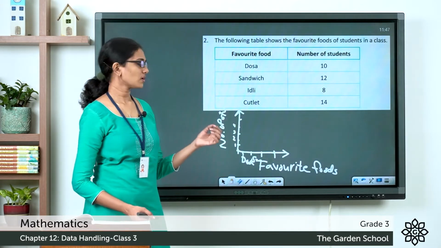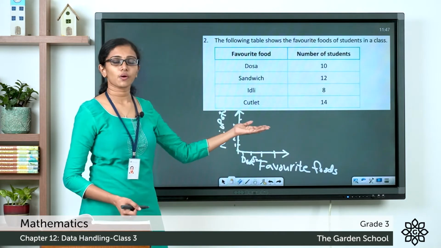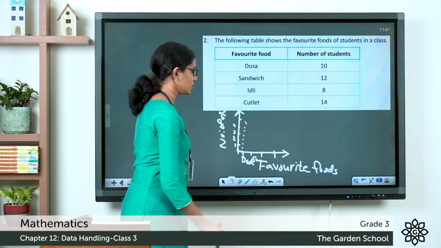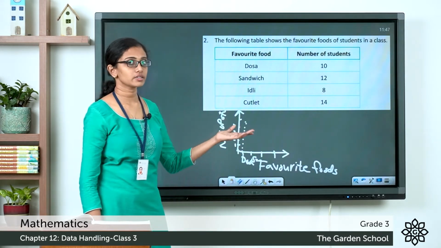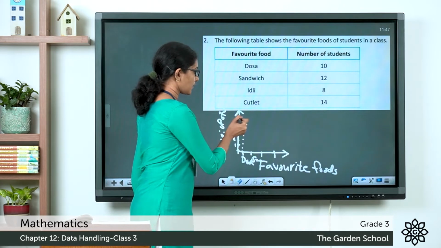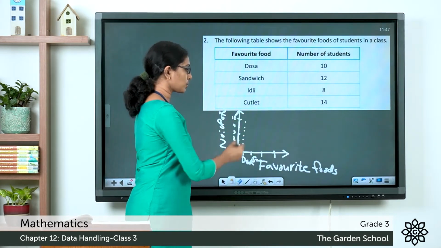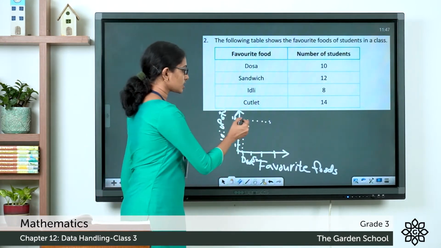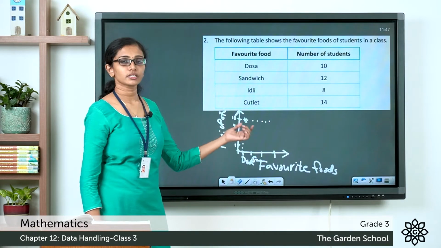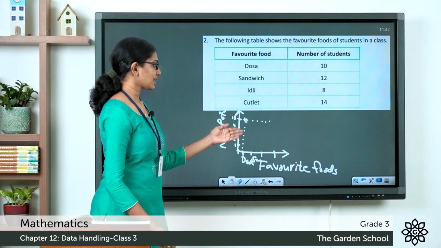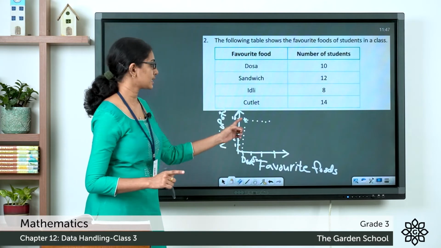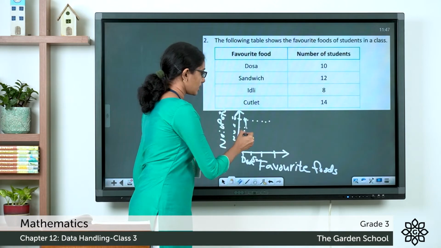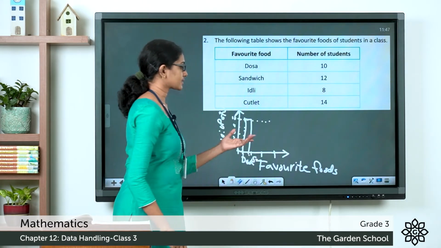And then you can draw dotted lines from each of these corresponding points. So from dosa, I'm drawing a dotted line vertically upwards, and dosa is the favorite food of 10 students, right? So from the point where it says 10 on the vertical line, I'm drawing a dotted line horizontally. So you see the point where the two dotted lines intersect or meet. That would be the height of your bar that represents dosa, or the number of students that like dosa. So you got the height for the rectangular bar, so you can draw a rectangular bar there.